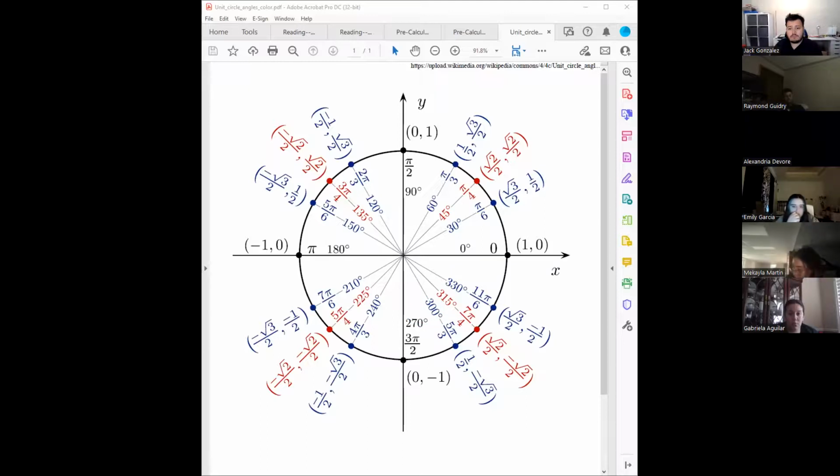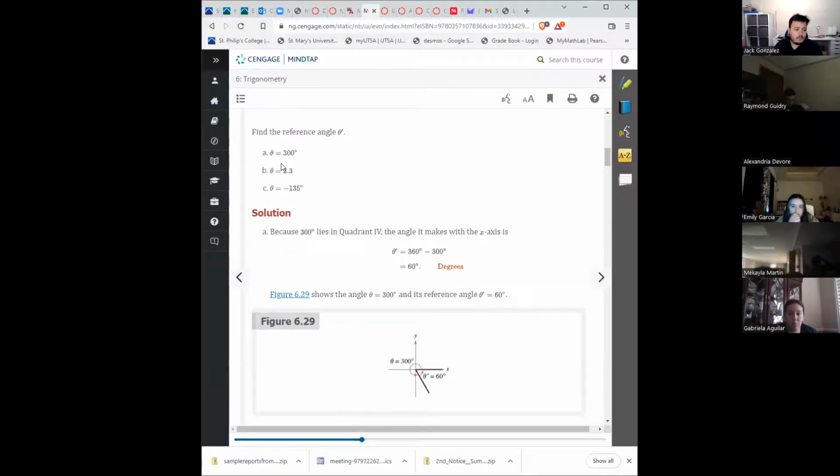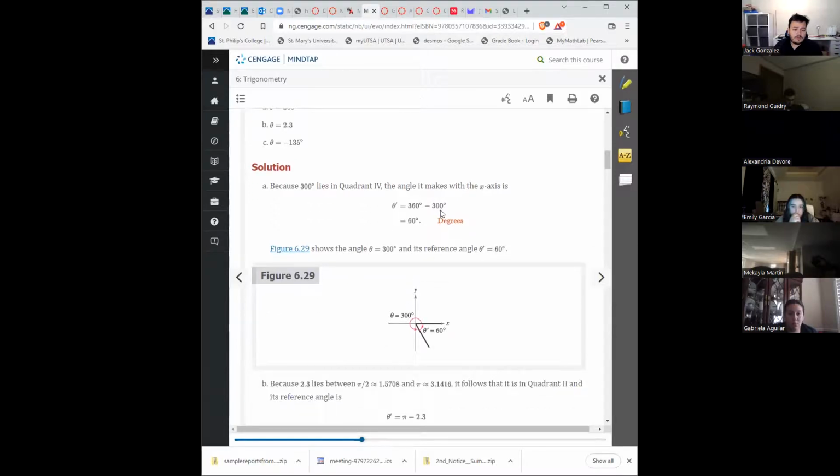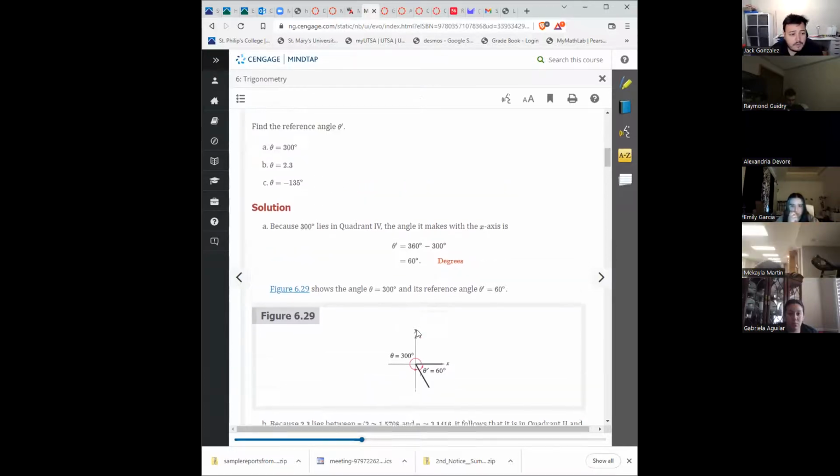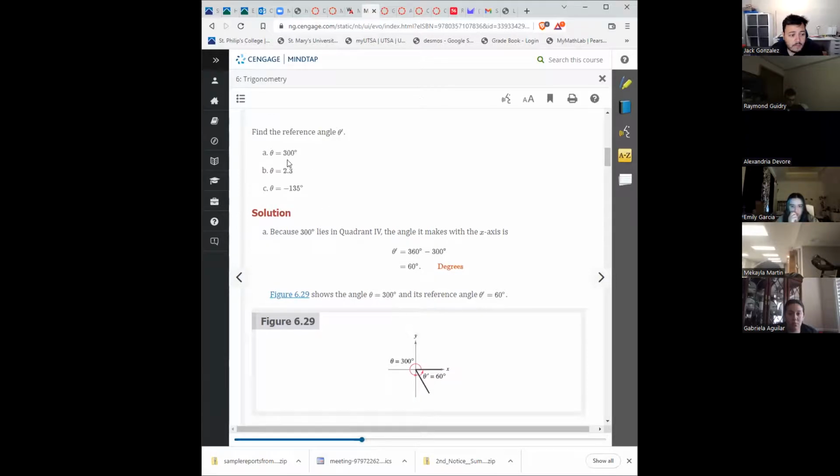So let's go back to that book example. That's pretty much what they did. They subtracted from 300, but all you have to do is look at where you are and figure out how far you are. Okay. So this one's a lot easier because it's one of the known angles. Now 2.3 doesn't have a degree symbol. So that's a radian.